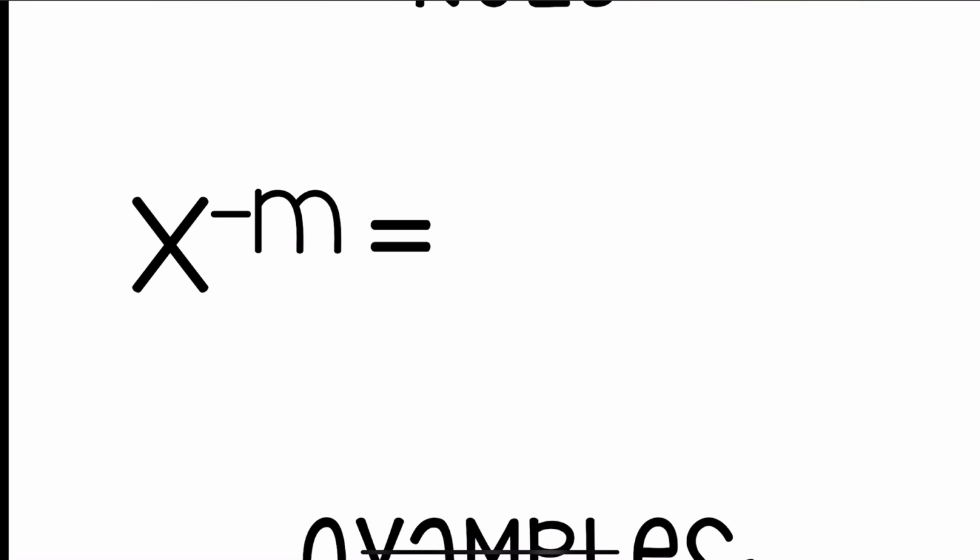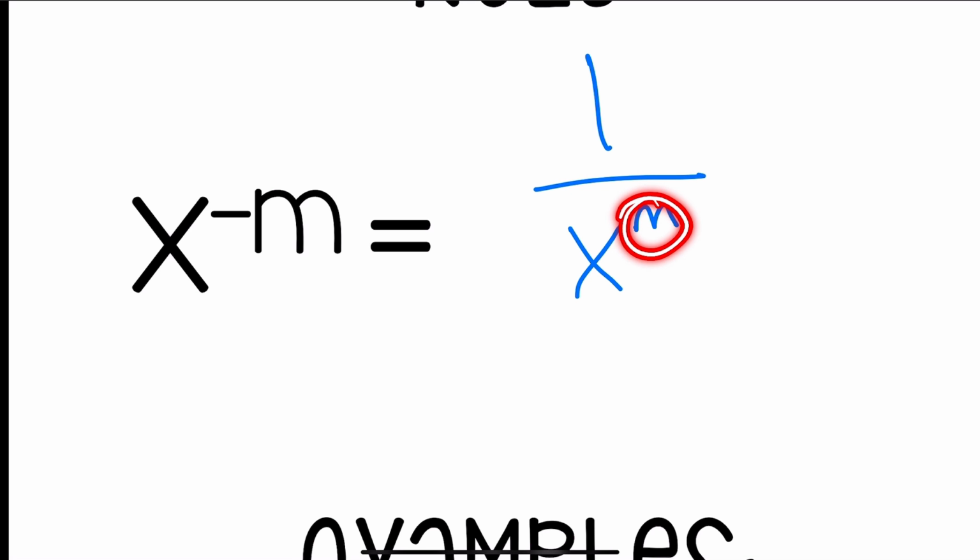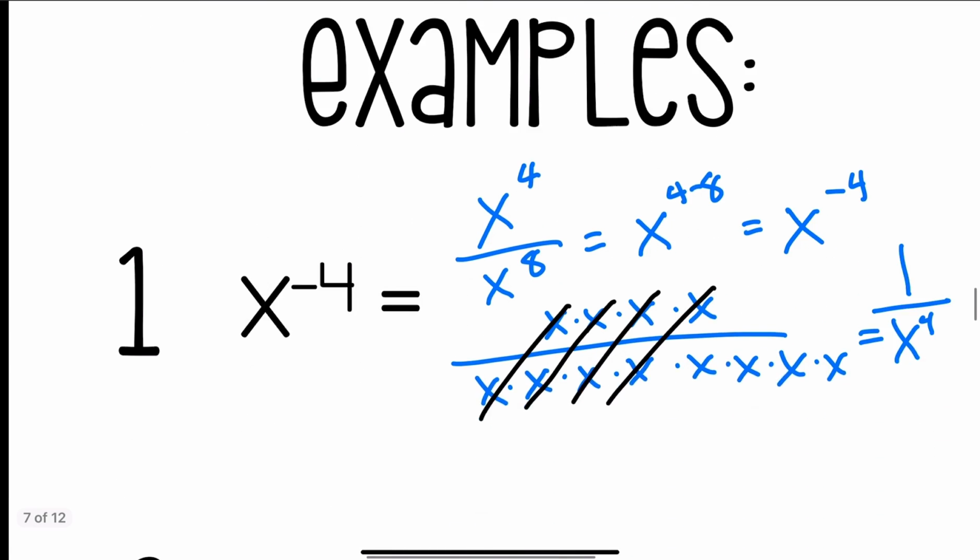So if we have our base x and our m is negative, that negative is telling us it is at the bottom of our fraction. And we have to keep it at the bottom and clearly show it's at the bottom. We do not ever want to have a negative in our answer. So make sure that once you do this, your m turns into a positive number. So let's try this with the rest of these.